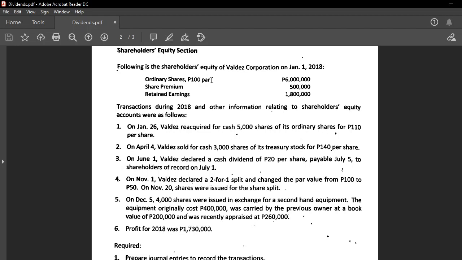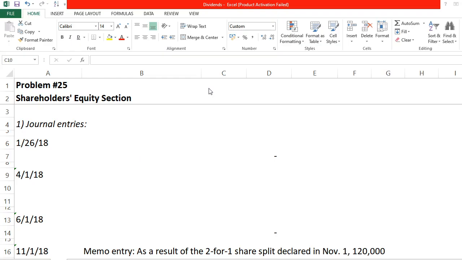So how many shares do we have? The per share of this, you have 6 million divided by 100. So I believe that's 60. Oh, here is the par. 100 is the par. So you have 60,000 shares. Am I right? 60,000 shares issued and outstanding. So let's prepare our entry.